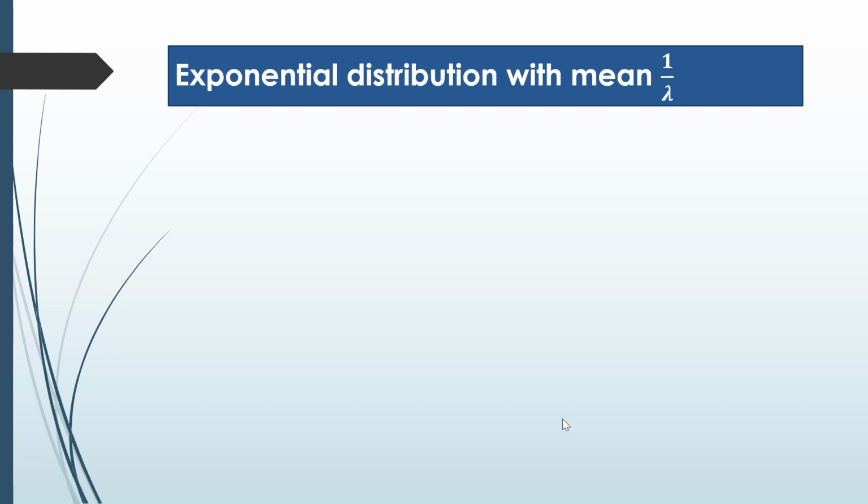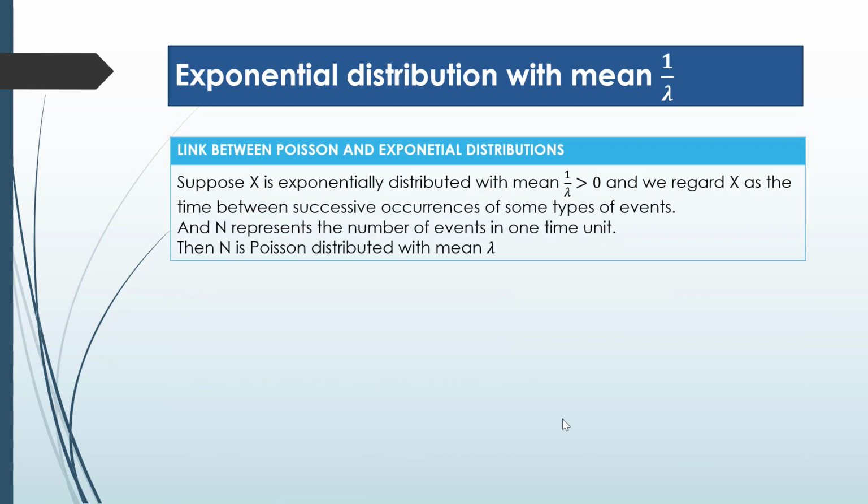And in exponential distribution, we have the link between Poisson and exponential distribution. So suppose X is exponentially distributed with mean 1 over lambda, positive, and we regard X as the time between successive occurrences of some types of events, and N represents the number of events in one time unit. Then N is Poisson distributed with mean lambda.